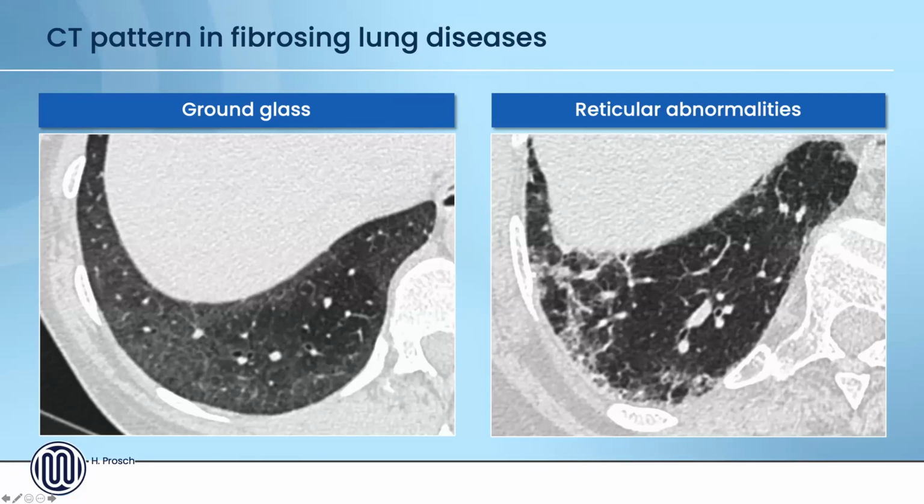Importantly, ground glass is a helpful finding because if you see ground glass in the context of a fibrosing lung disease, you have a good reason to believe that there's an inflammation which triggered that. So it doesn't mean that what you see here is inflammation, but it is a good sign that this is an inflammatory trigger which led to this fibrosing lung disease. Reticular abnormalities, on the other hand, are completely non-specific, and they don't help you that much for the differential diagnosis. But there's one thing which needs to be mentioned here.